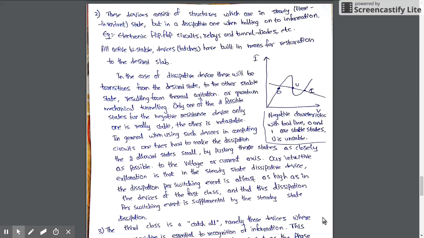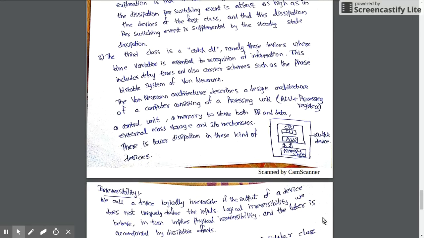In general, when using such devices in computing circuits, one tries hard to make the dissipation of the two electric states small by pushing their states as closely as possible to the voltage or the current axis. Our intuitive explanation is that in the steady state dissipative device, the dissipation per switching event is at least as high as in the device of the first class, and that this dissipation per switching event is supplemented by the steady state dissipation. We move on to the third class of devices, which is called catch-all, namely those devices where time variation is essential to the recognition of information.